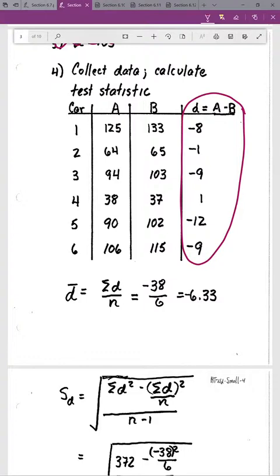Now to find our d bar, or the average difference, we add them all up, which we would get negative 38 divided by our sample size of 6 to get our average difference to be negative 6.33.